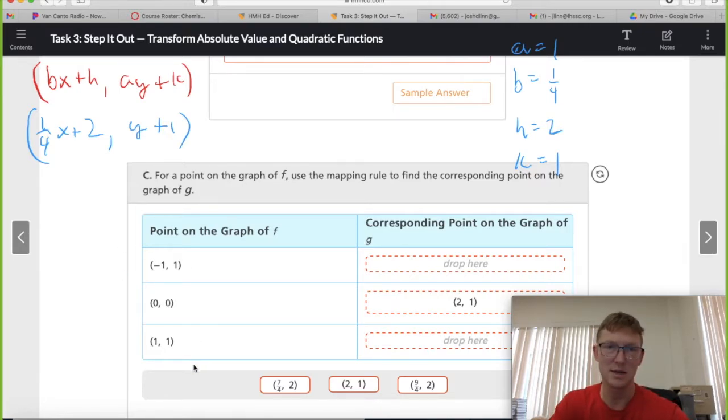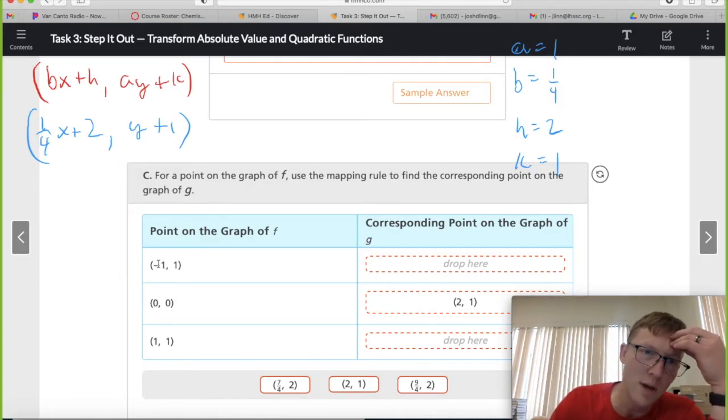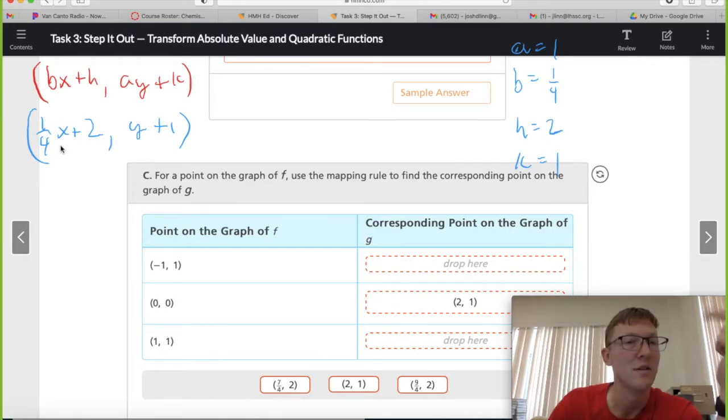The other two are not going to be easy. So if we put -1, 1 into it, my y value is then going to be 2. They're both 2. So now I've got to do even more math in my head. So -1 goes in there, and now we have a -1/4 plus 2. So 2 minus 1/4 is like 1 3/4, which is 7/4.